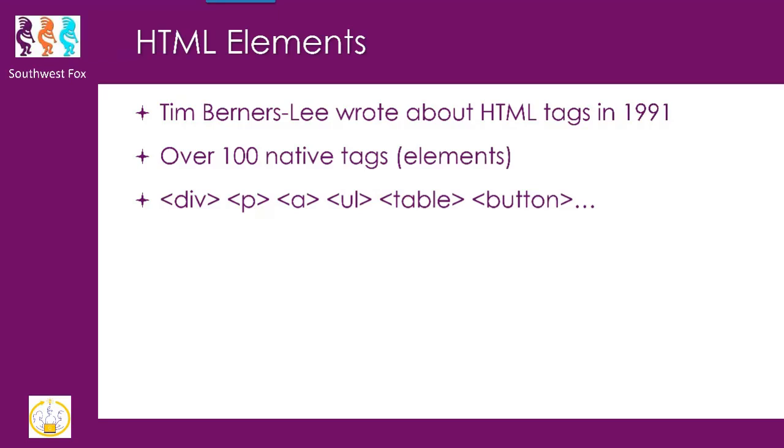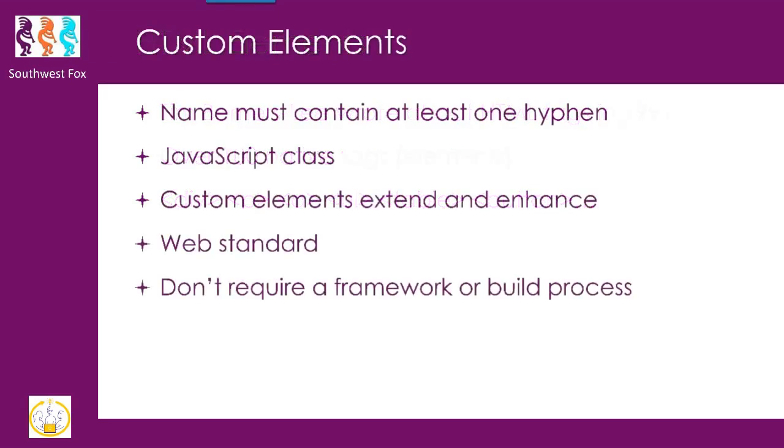And it may have child elements and all that good stuff too. One thing you'll probably notice about HTML tags is that they're always one word, one letter, one acronym, one abbreviation. There's no hyphens in a native HTML element name. So that brings us to the first rule on custom elements. A custom element name has to contain at least one hyphen.